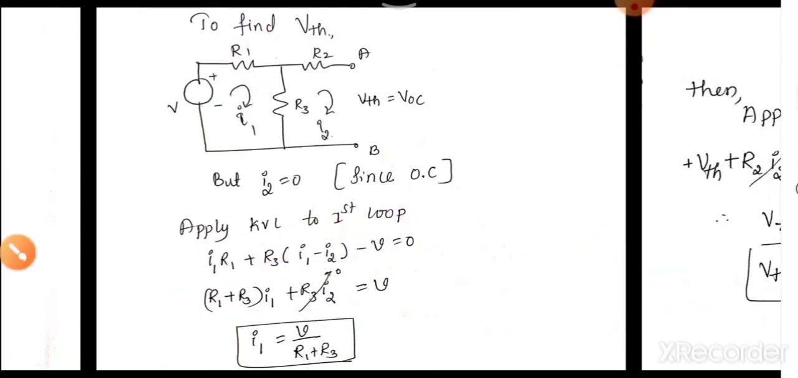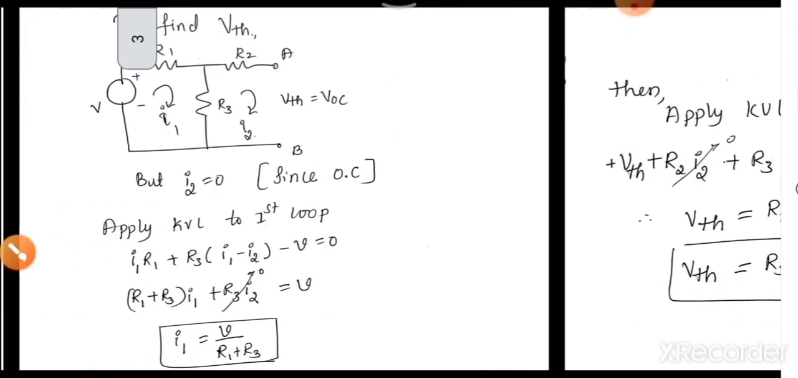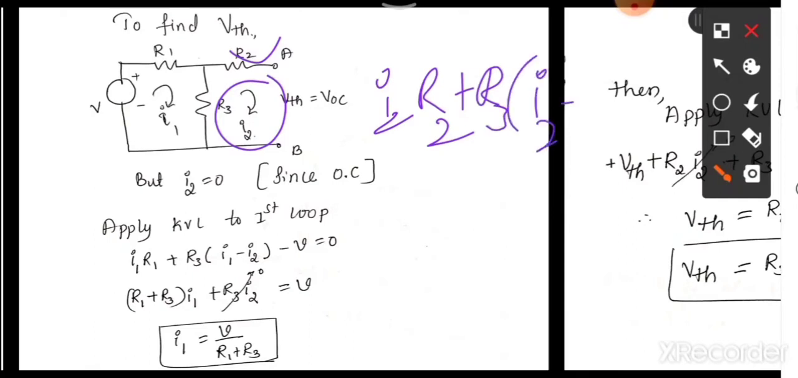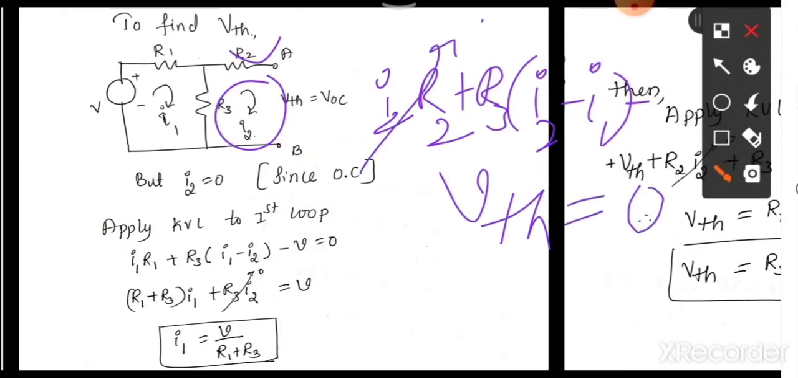Once we have that, we can apply KVL for the second loop. You can observe, we apply KVL which gives I2 R2 plus R3 into (I2 minus I1) minus VTH equal to 0. I2 is anyhow 0, and here also I2 is 0. Then what will be there?